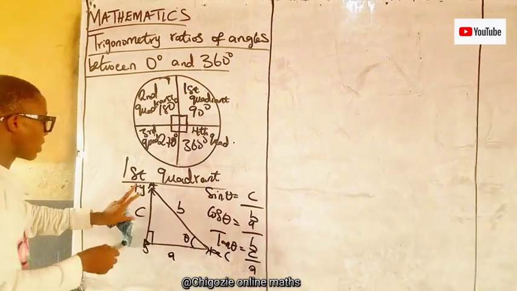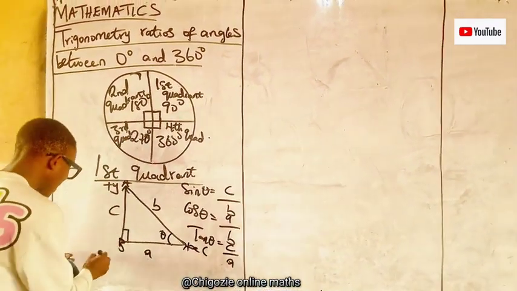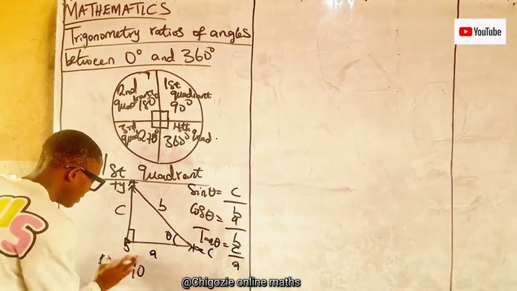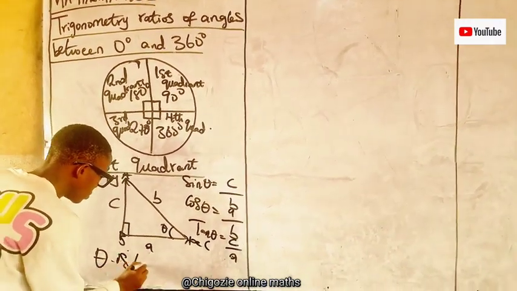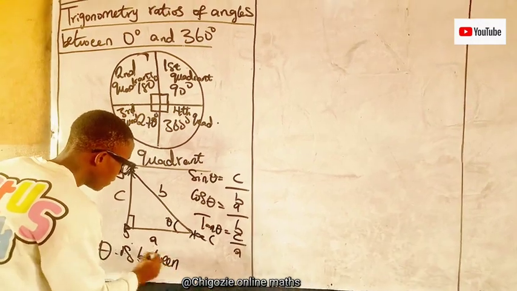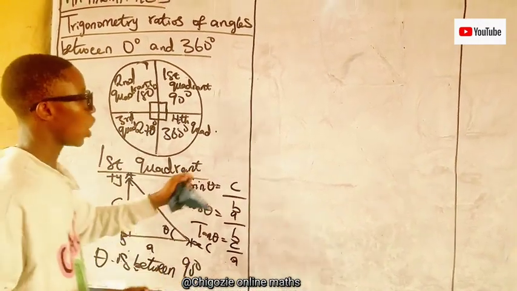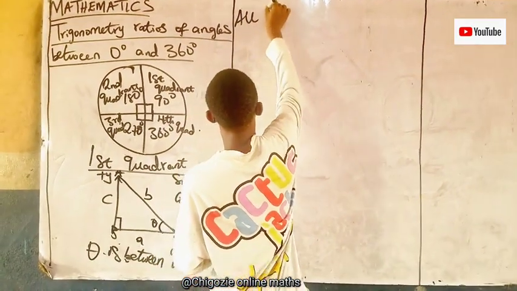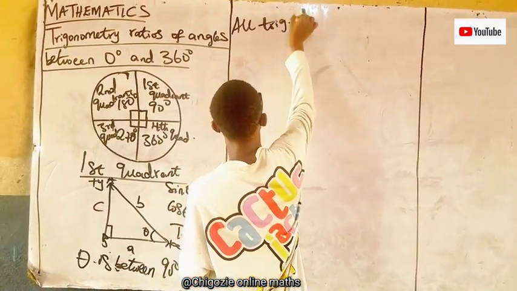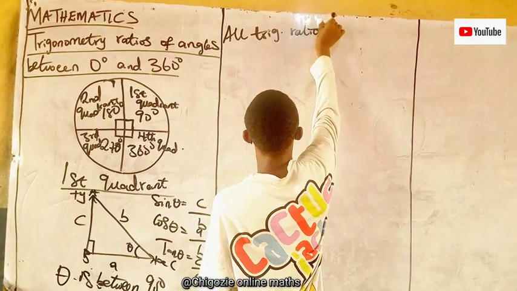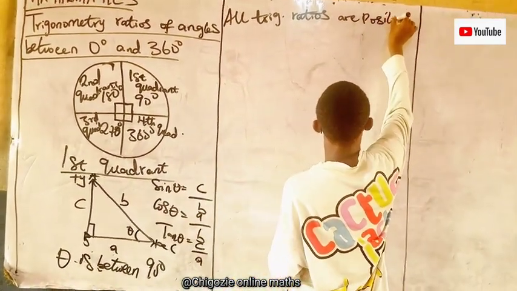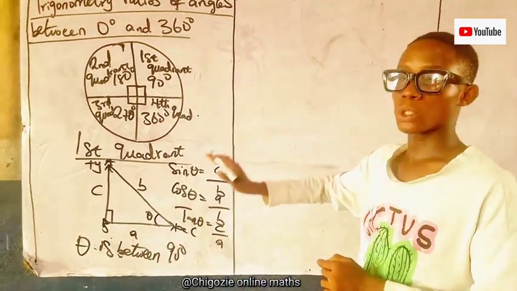Therefore, in the first quadrant, theta is between 0 and 90 degrees, and all trigonometric ratios are positive. This one is for the first quadrant.